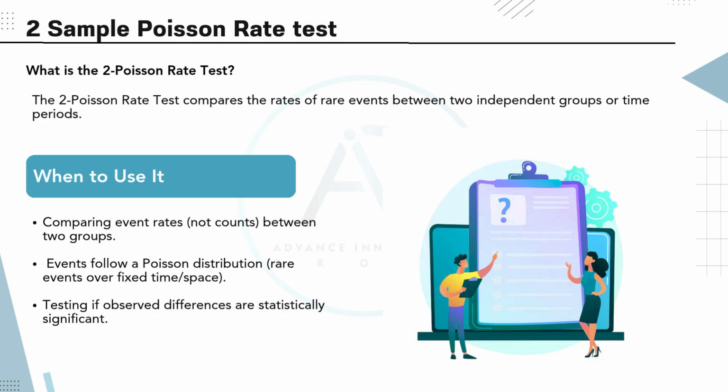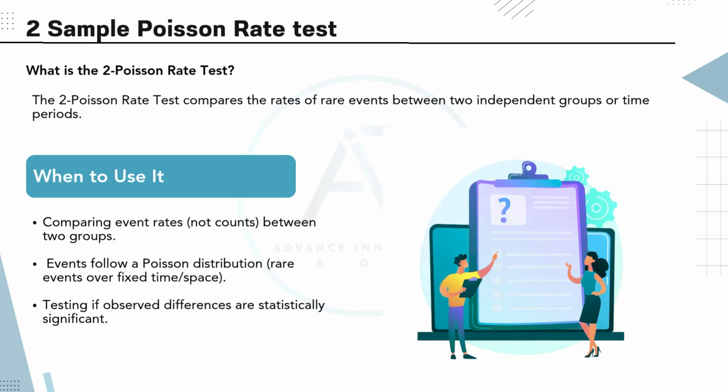What is the two-sample Poisson rate test? This test helps us compare the rate of rare or infrequent events between two independent groups or over two different time periods. It's a statistical hypothesis test, assuming the data follows a Poisson distribution.